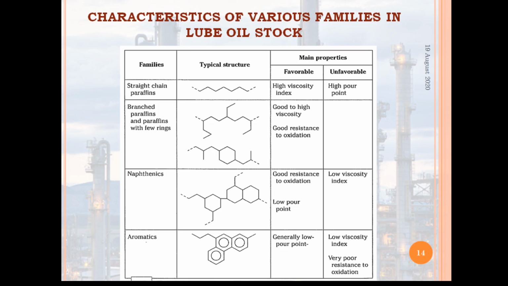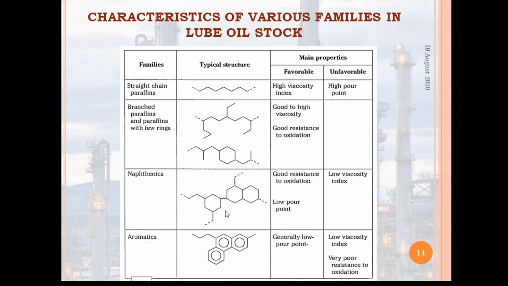The structure is given here: the straight chain paraffins are favorable for a high viscosity index and unfavorable for a high pour point. Unfavorable are those having a high pour point, the branched paraffins, and the paraffins with few rings. Paraffins with very few rings have good to high viscosity and good resistance to oxidation, which is favorable.